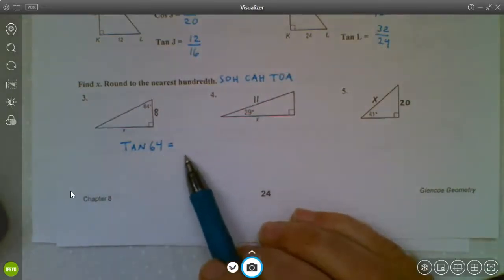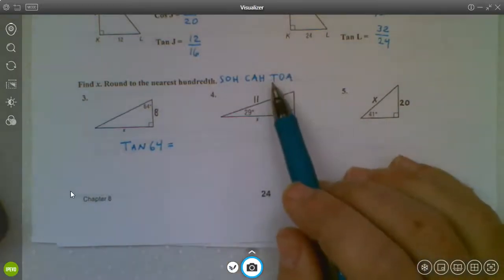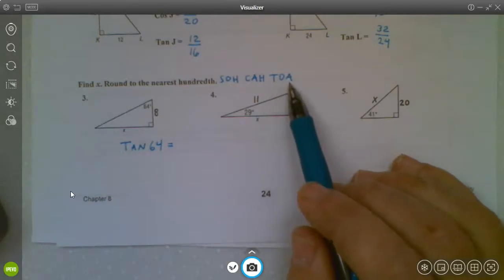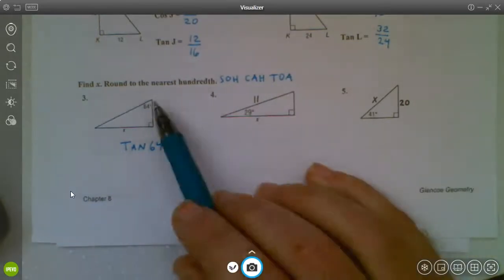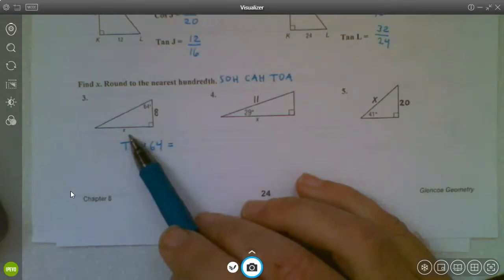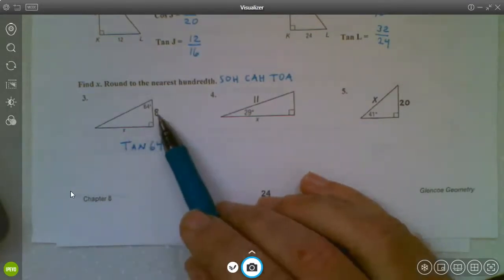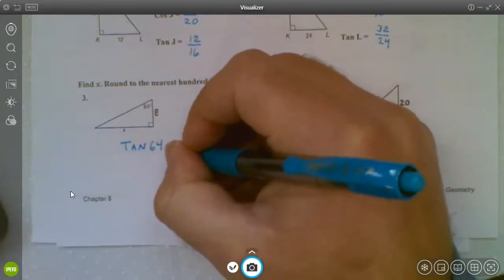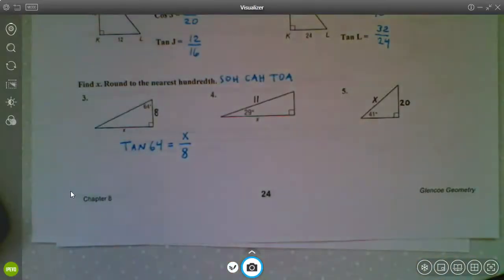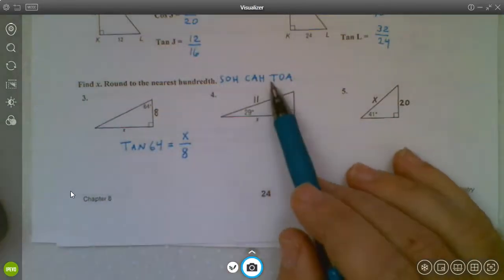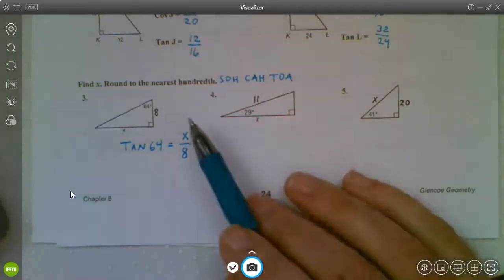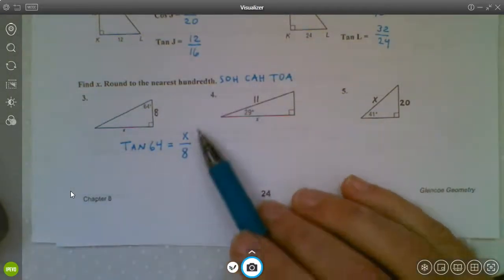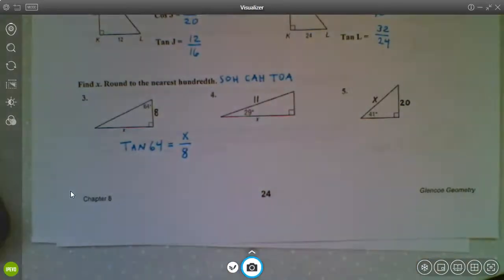On the other side of this equation, we need to put in the tangent ratio. So remember, the tangent ratio is the opposite leg over the adjacent leg. From here, my opposite leg is x and my adjacent leg is 8. So my tangent ratio is x over 8. That's our setup. We have to figure out which trig function I should be using, then use that pattern to set up an equation, and the rest of it is just solving the equation.